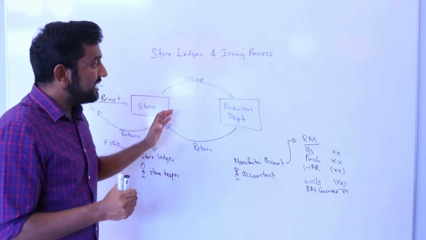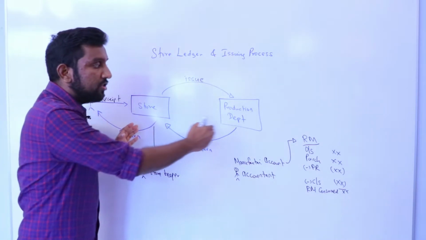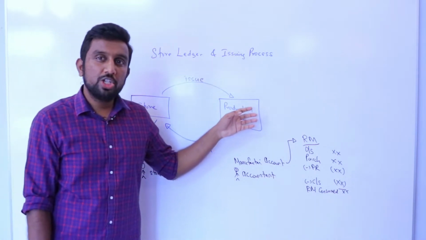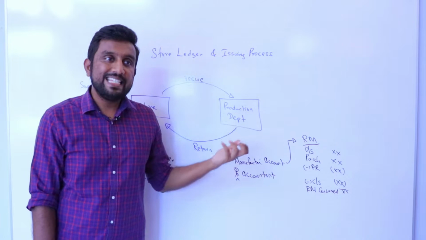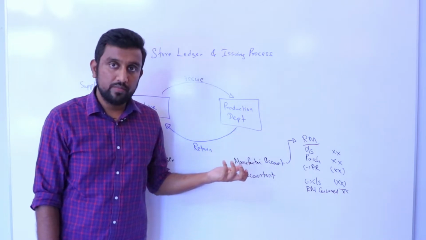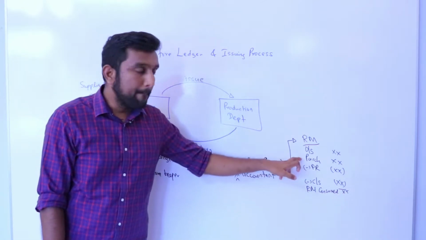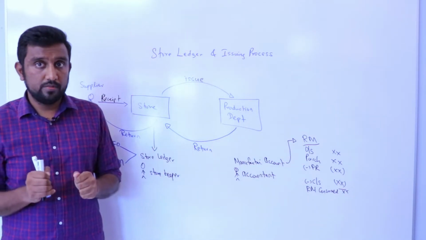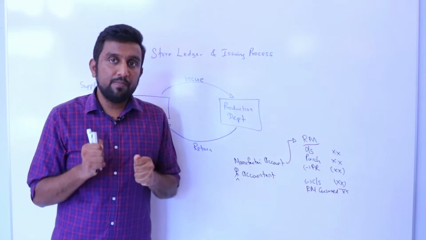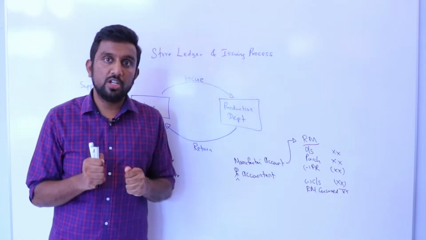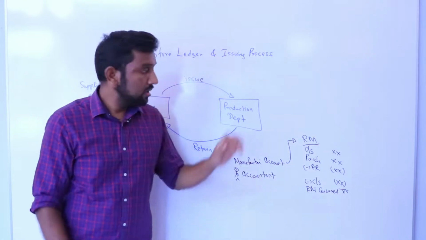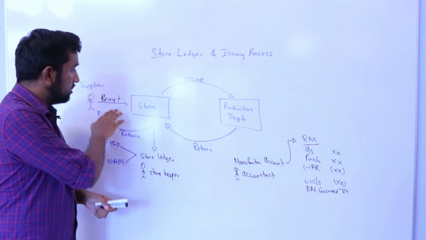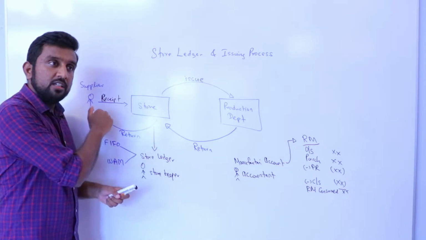You should understand that the store ledger is different and the manufacturing account is different. Whatever we issue to the production department is considered as purchase for the production department. That point is very important. Purchase in the production department or manufacturing account means the total issue from the store.